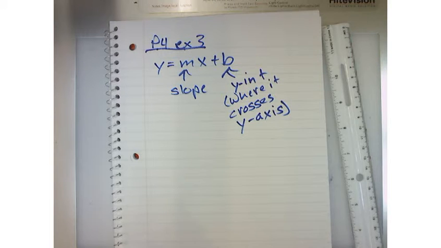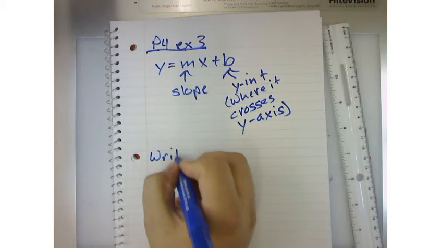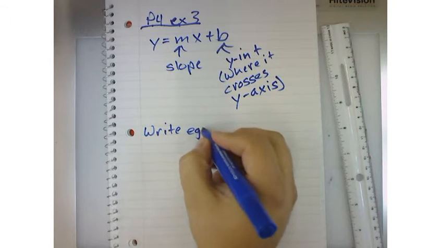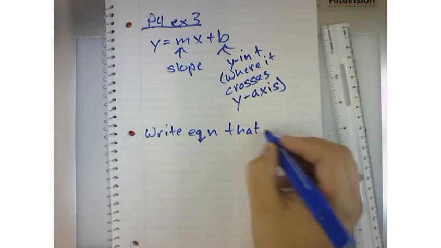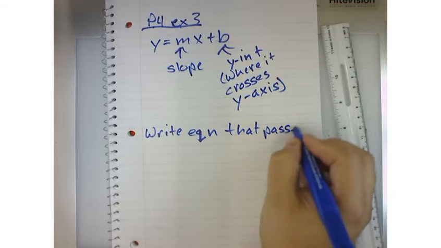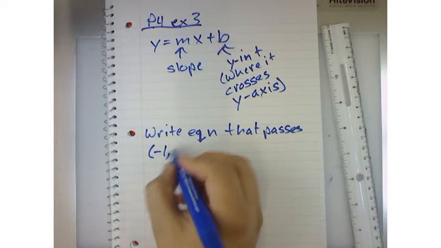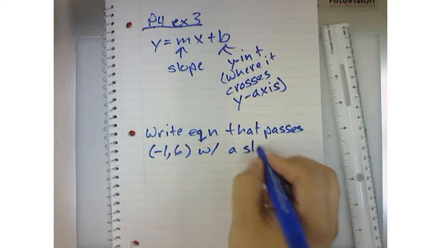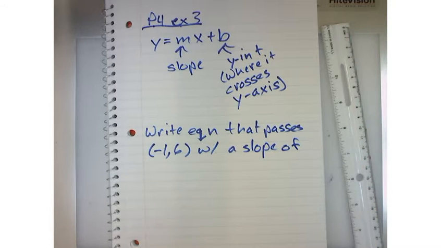So example number 3 says: write the equation of the line that passes through the point -1, 6 with a slope of 3.